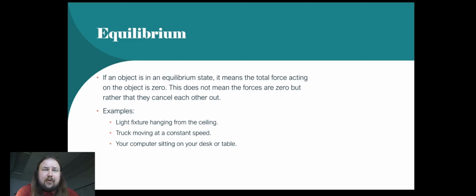Another example is your computer just sitting on your desk. Okay, why doesn't the computer fall through the desk? It has the force of gravity constantly pulling it down. And the reason behind that is the normal force, which is the force of the desk pushing back upon the computer, stabilizes it, neutralizes it, sets it in a state of equilibrium. Those two counter each other constantly, and that's why your computer doesn't move, or whatever it is that you have sitting on your desk. Okay.